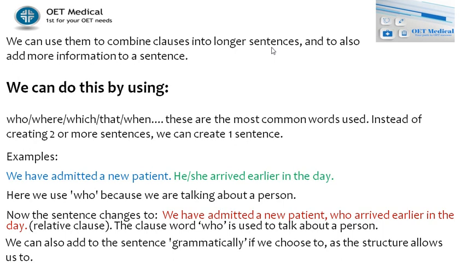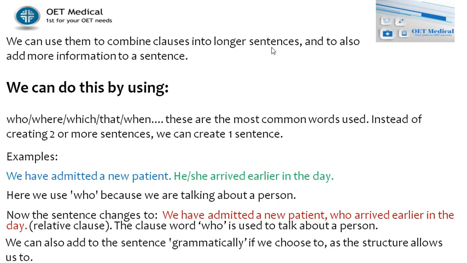Here we have two sentences. First one in blue: we have admitted a new patient. He or she arrived earlier in the day. Now, here we're going to use a relative clause. We're going to use the relative clause word who, because who talks about people. A new patient is a person. He or she is also a person. So the sentences tell you what you're talking about, and what you're talking about determines which relative clause word you use.